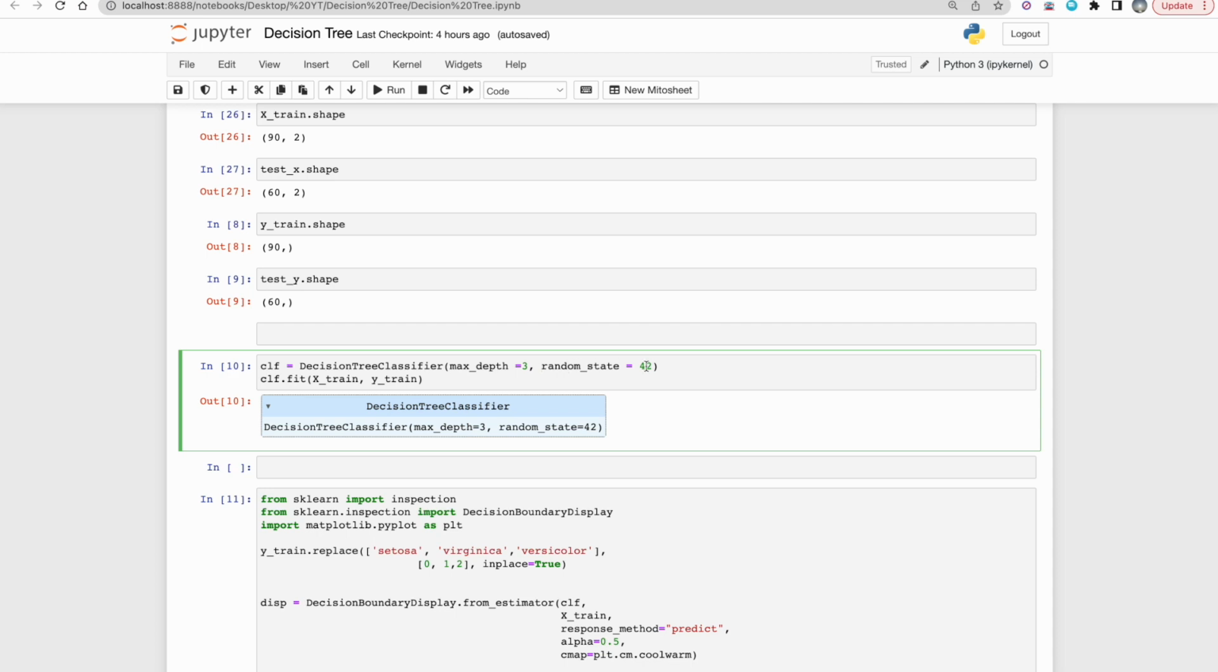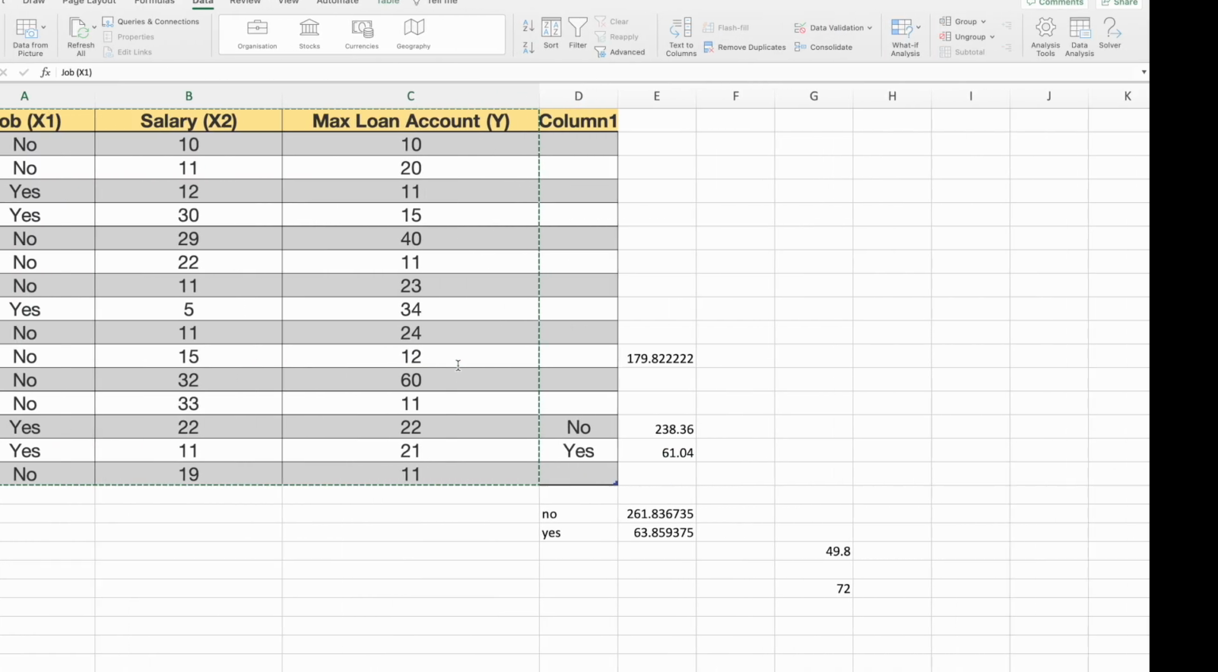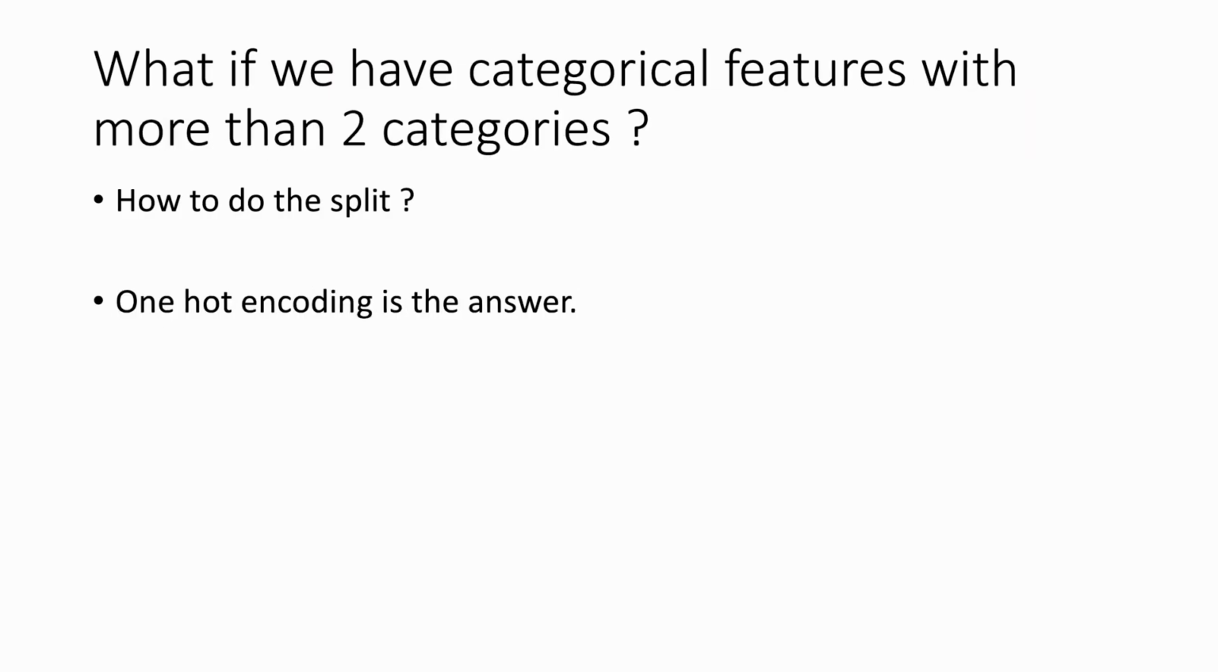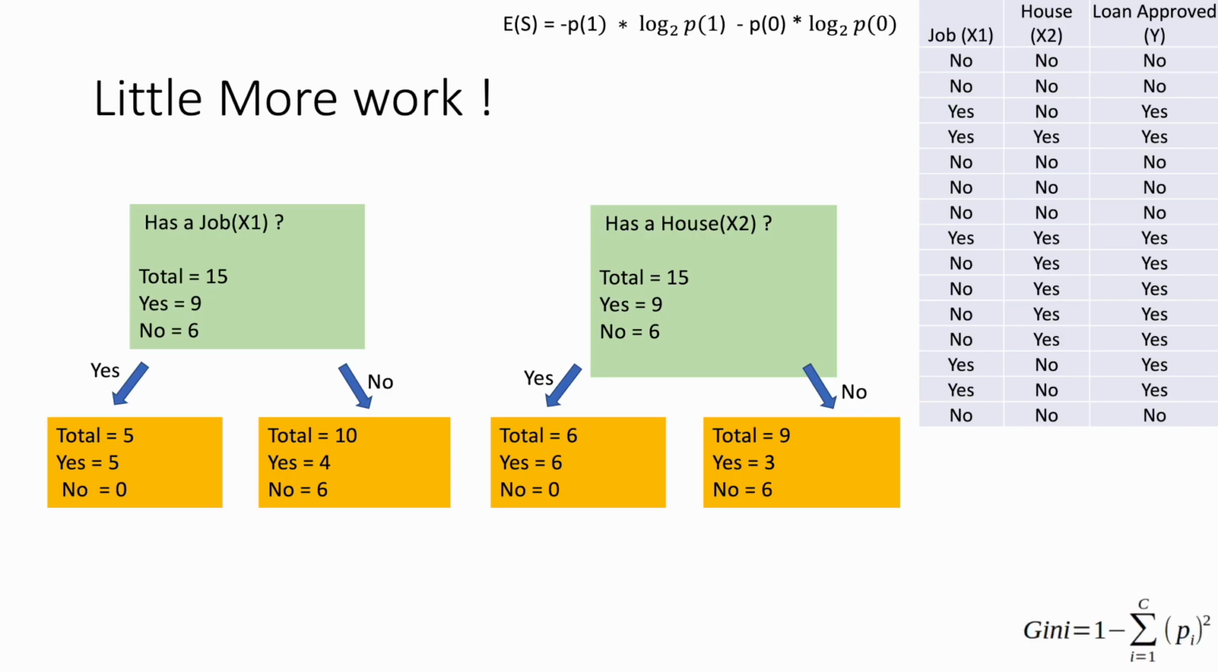Random state I have given 42. My criterion will be Gini. Now Gini is something which I have not discussed. I was only discussing the entropy, but let me quickly discuss the Gini also, and maybe I will go back to my spreadsheet, where I have mentioned somewhere what Gini is.